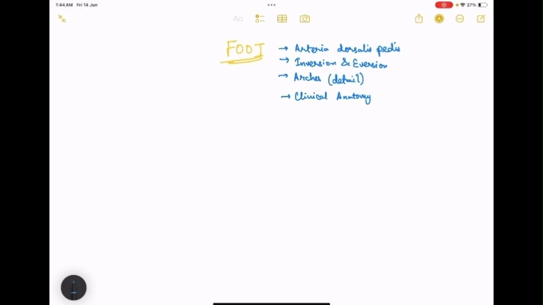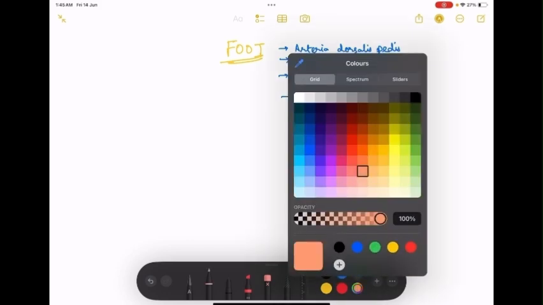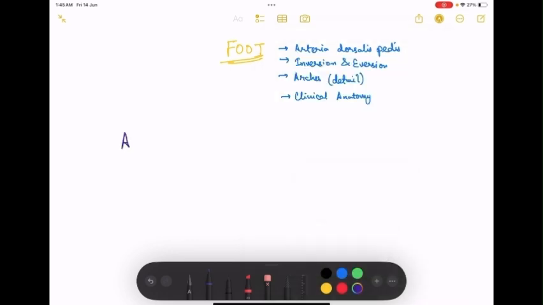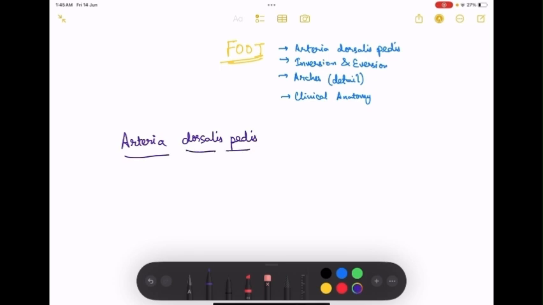So let's get cracking with the first topic. Let's choose a different color. That is the arteria dorsalis pedis. Good. So you know that the arteria dorsalis pedis is actually the continuation of the anterior tibial artery. So definitely we can now have a look into its details. It's also known as the dorsalis pedis artery.